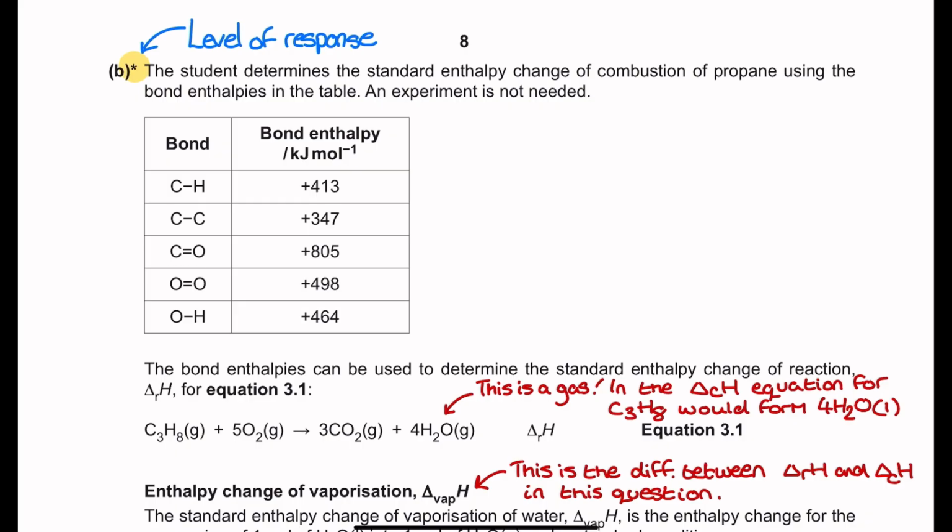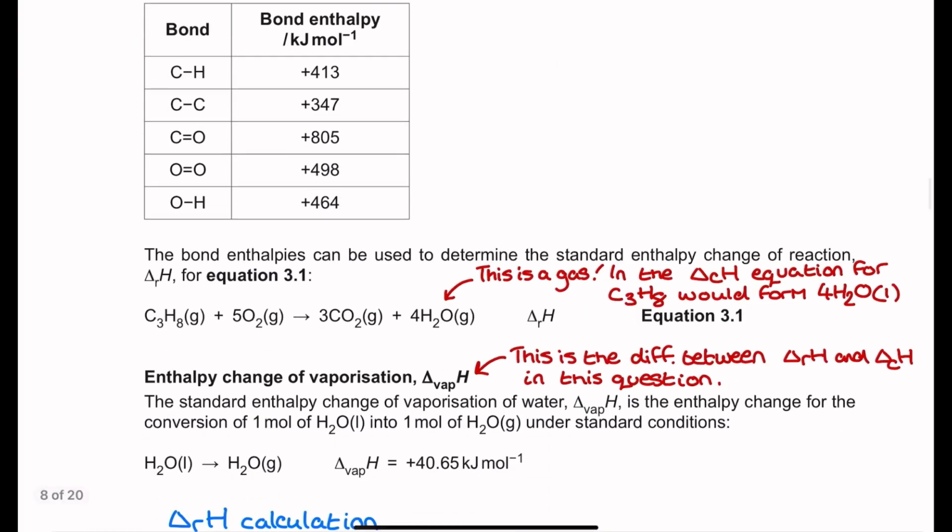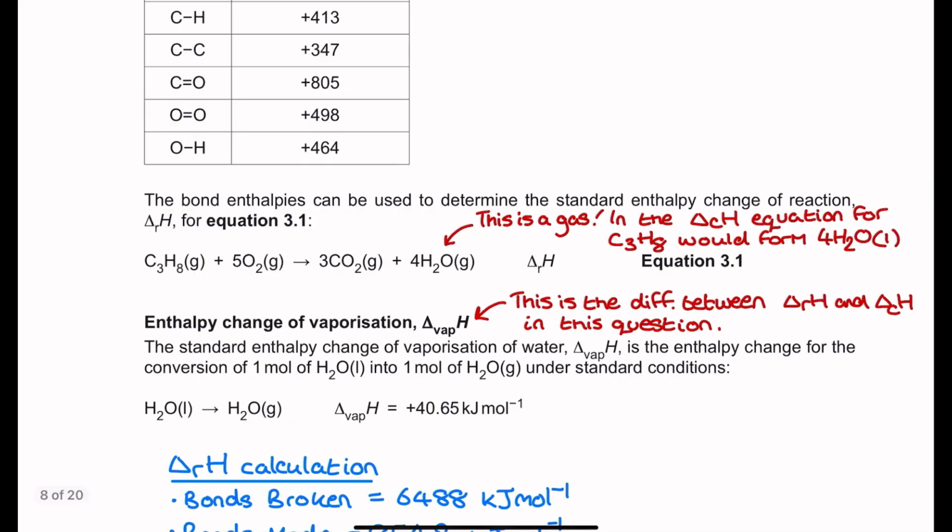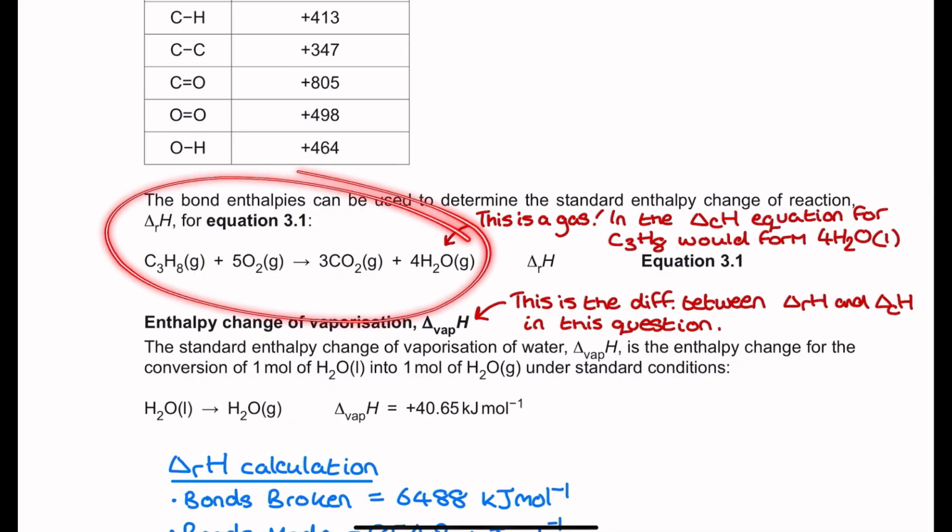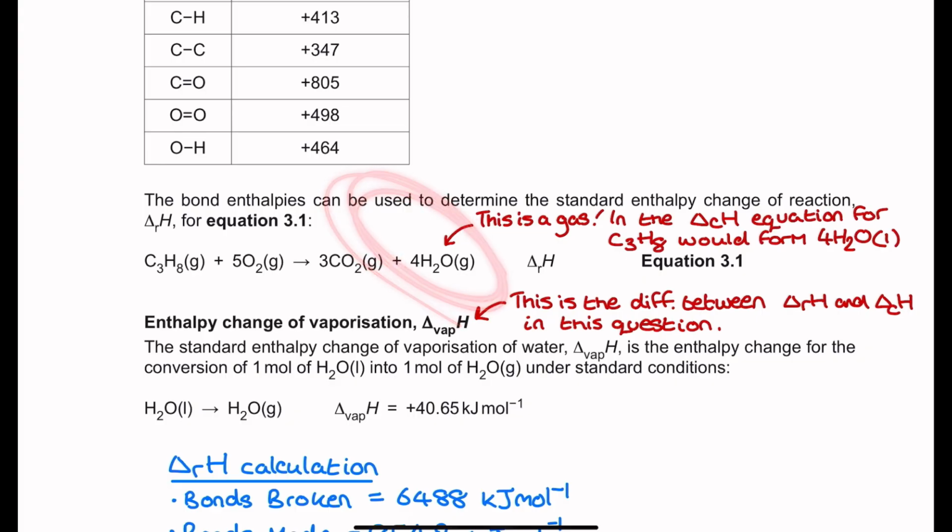This next question is another level of response, and it's using average bond enthalpies to determine the enthalpy change of combustion for propane. Now, you might immediately look at this question and think, well, I can just use the average bond enthalpy values for this reaction equation just here, and surely looking at that equation, that's the enthalpy change of combustion of propane. But actually it isn't. As you can see from the red labels, in the enthalpy change of combustion of propane, the water should be liquid, and here it's gaseous water.